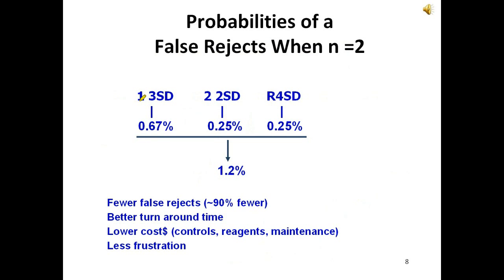What is the advantage of using these rules? Well, there are the three rules, 1-3S, 2-2S, and R-4S. The chance of getting a 1-3S flag when there's nothing wrong is 0.67%. It's 0.25 for a 2-2S and 0.25 for an R-4S. So if you add these together and round off to one decimal, it's 1.2%. Now, if you use, God forbid, the 1-2S as a reject, like I said, you will get 10% false rejects.